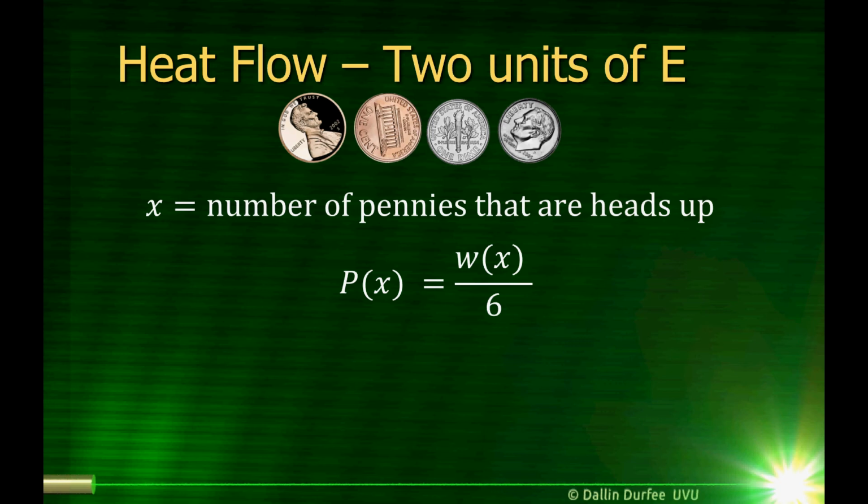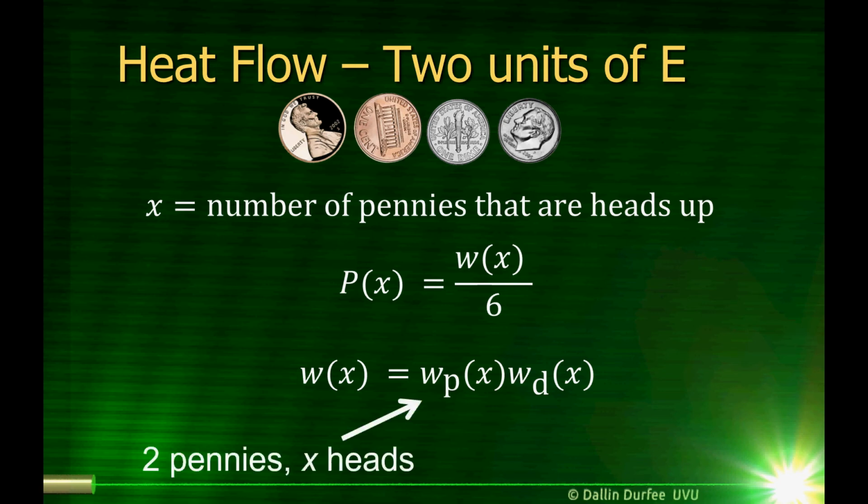How many ways can I arrange them such that X of those 2 coins are pennies? 0, 1, or 2 of them are pennies, right? That's what this probability is. How do I find how many ways I can arrange my coins with 0, 1, or 2 of them being pennies? Well, if I have X pennies that are heads up, how many ways can I arrange my 2 pennies with X of them being heads up? And how many ways can I arrange my dimes such that X pennies are heads up?